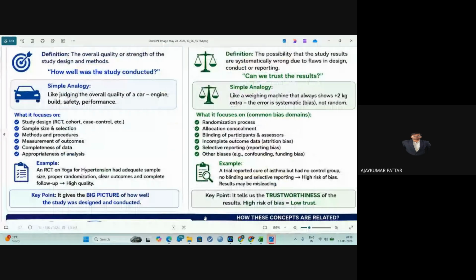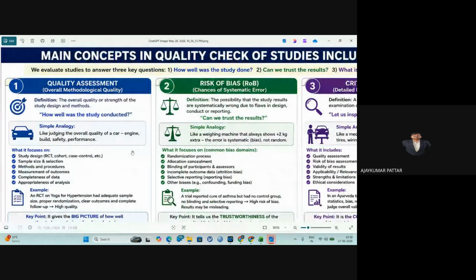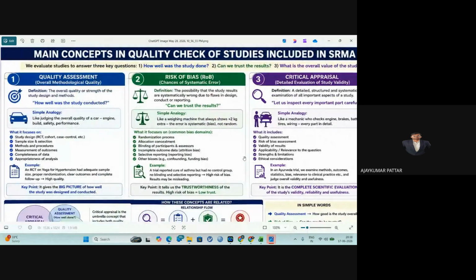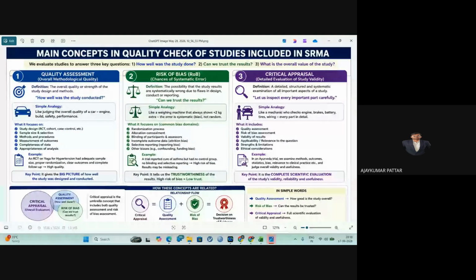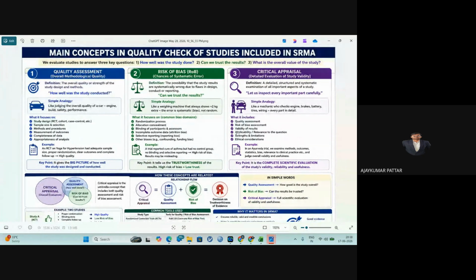So this one, this particular thing. Many a times you will come across quality assessment, risk of bias, critical appraisal. Sometimes we feel whether all are the same, whether they are synonyms, whether we can use them interchangeably. They look similar, and they are checking for the overall quality only, but a little difference is there between these three terms.